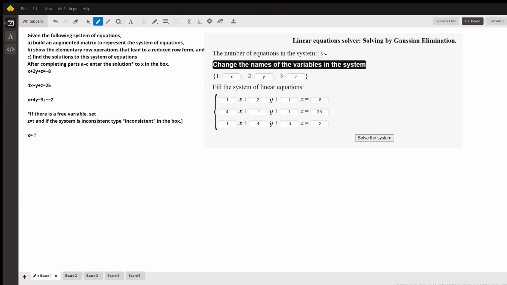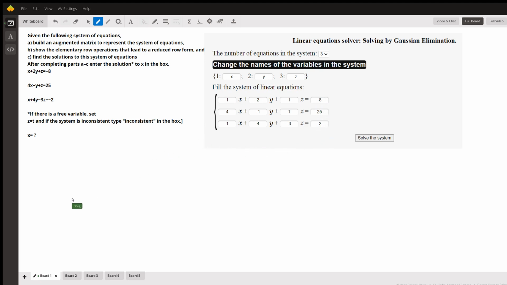Okay, let's take you through this problem using an online Gaussian elimination calculator, the URL to which I will post on the final answer. If you visit this site, you can change the names of the variables. They start out at x sub 1, x sub 2, x sub 3. You can choose the number of equations in the system. I changed these to x, y, and z, and then I entered the coefficients for the three equations, including the negative 8, 25, and negative 2 out to the right.